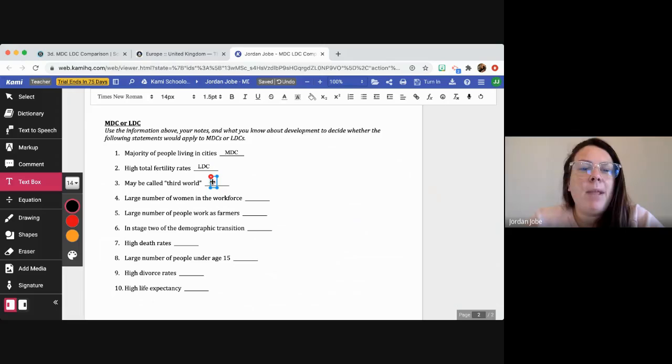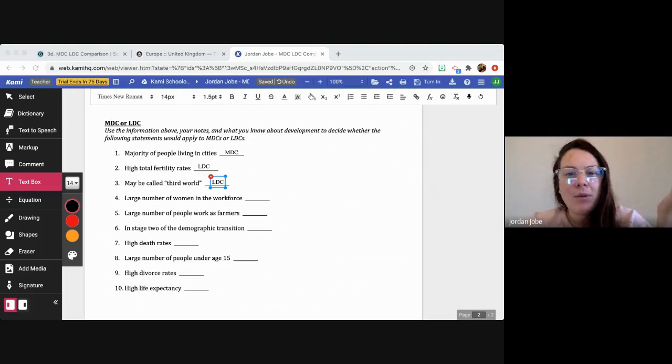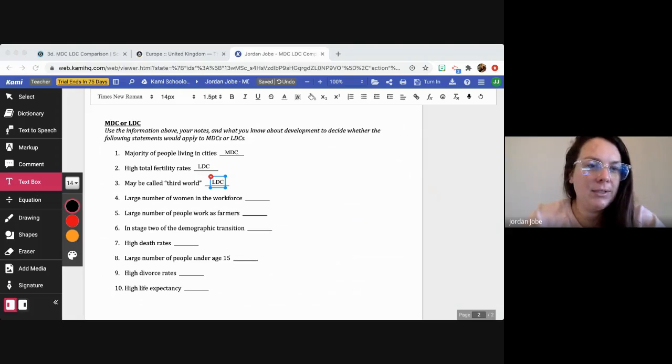A country that may be called a third world country. MDC or LDC? LDC. It's kind of a joke here when we complain about something like, I forgot to charge my phone, like first world problems. More developed countries are first world, less developed countries are third world. NIC countries in the middle are second world.